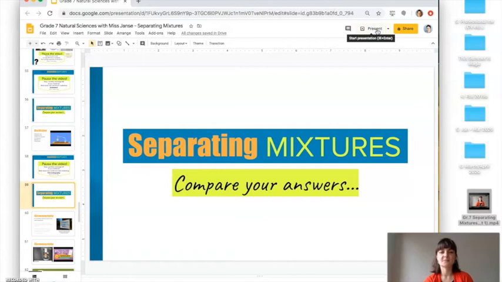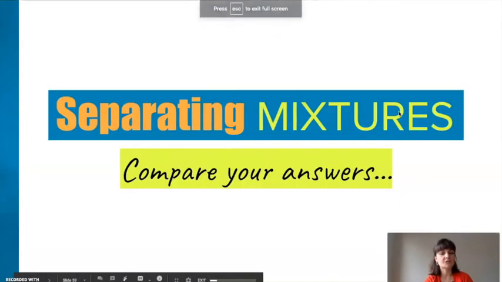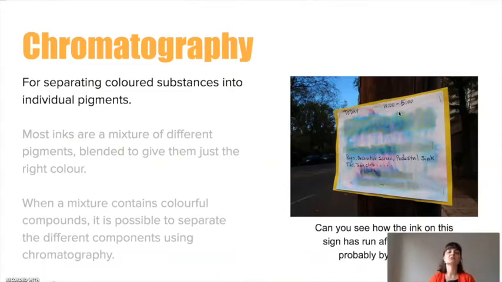All right, so you have found in your textbook what chromatography is, and now I want you to compare your answers to mine. Chromatography is used to separate colored substances into individual pigments.